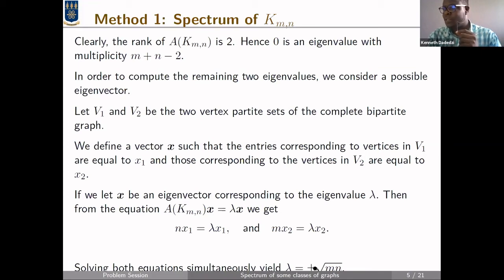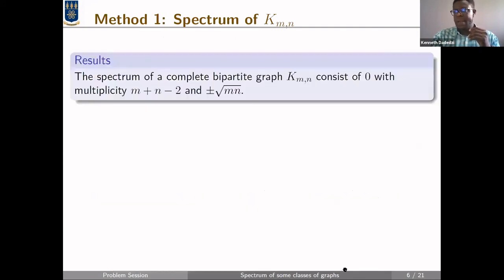Sorry, I think this did not show well. There's not enough space here, too much space there. So it is plus or minus the square root of m times n. Now you have the whole spectrum of the adjacency matrix of the complete bipartite graph. That's one way of computing. Sometimes it's quite easy, as you can see from the matrix, and we can do this easy analysis. So our result is that the spectrum of the complete bipartite graph has zeros with multiplicity m plus n minus 2, and plus or minus the square root of mn.